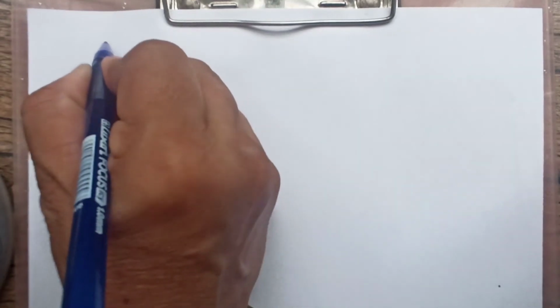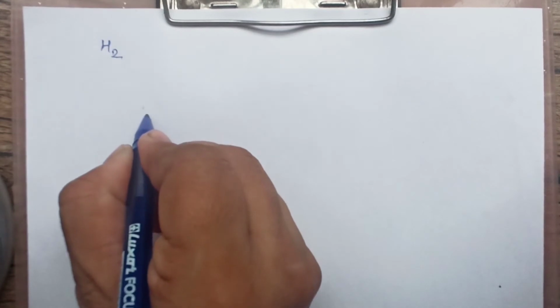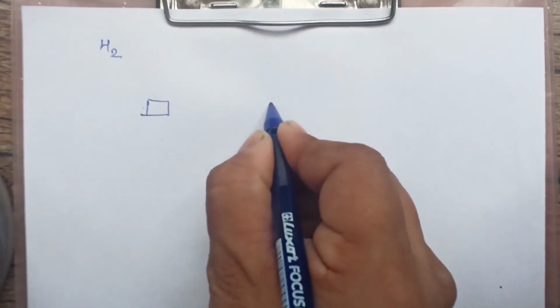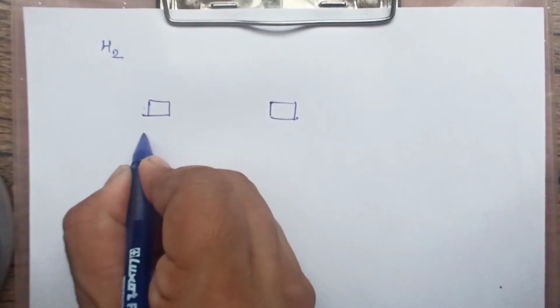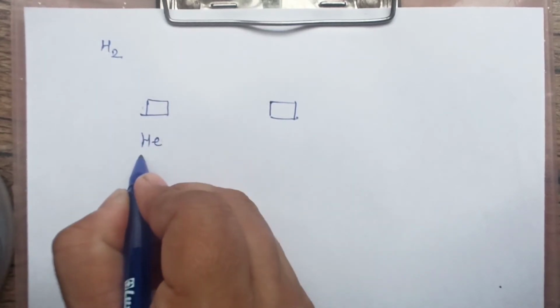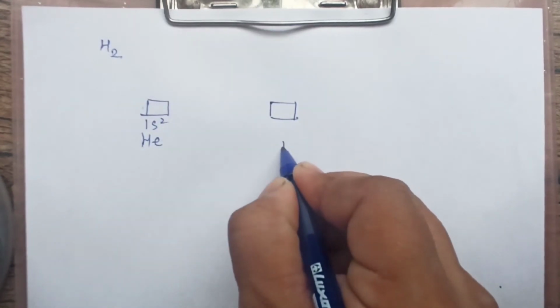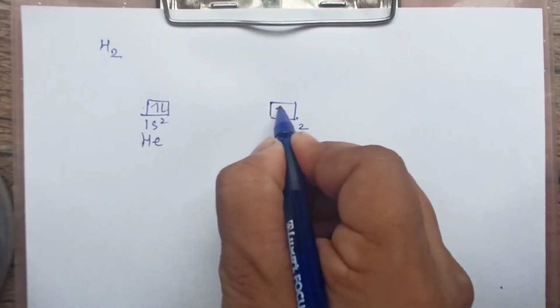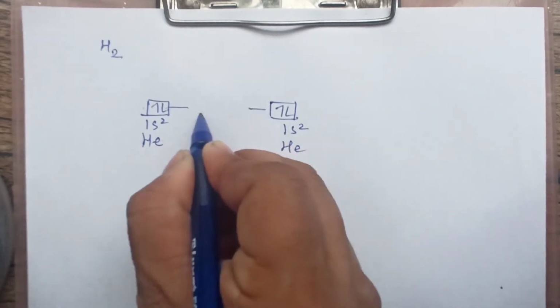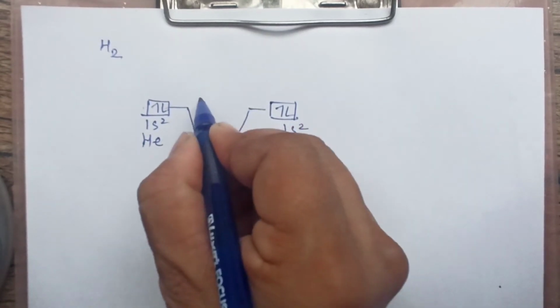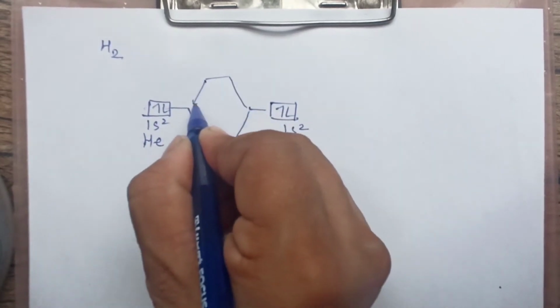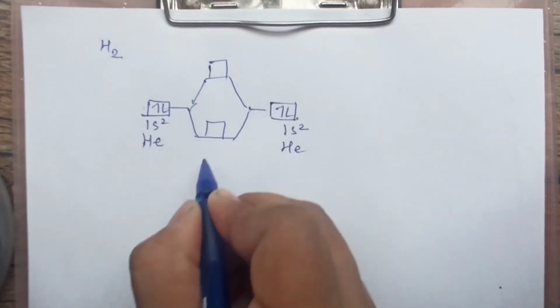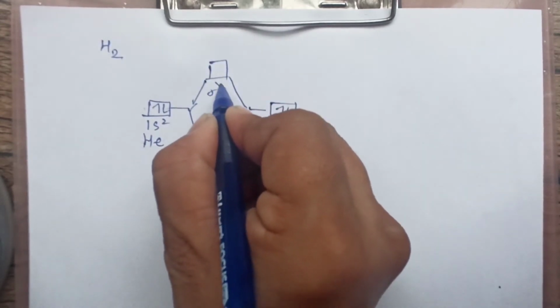Further I'll explain. Now suppose you are asked to draw for He2. What you will do? You will draw this 1s. You know the helium configuration, children. Helium is 1s2. This side also another helium, it is 1s2. So you will have 2 electrons here and 2 electrons here. The 1s orbitals will combine and will form 2 molecular orbitals. We will draw one and another one. This is sigma 1s, this is sigma star 1s.